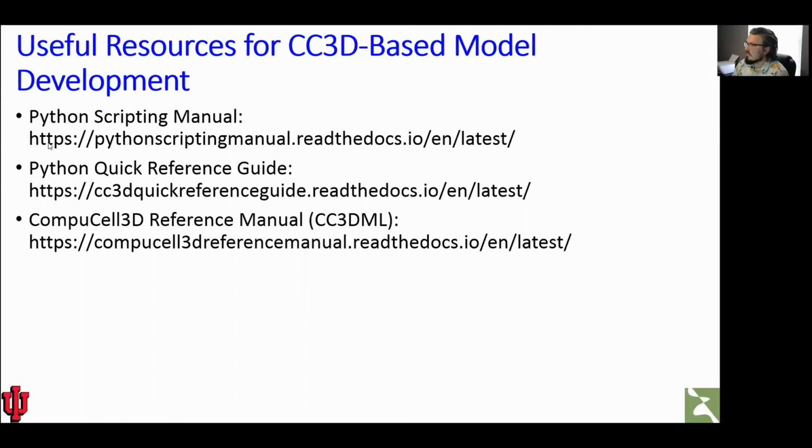We also provide a quite lengthy online manual for Python scripting. So this is a go-to resource for descriptions of what commands are available, what classes are available for CC3D Python development. And then our CompuCell3D reference manual is a description of available plugins and other available features using CC3D ML, so XML specification. And this begins all the way from basic model specification of lattice sizes and number of simulation steps, all the way through the details of individual plugins.